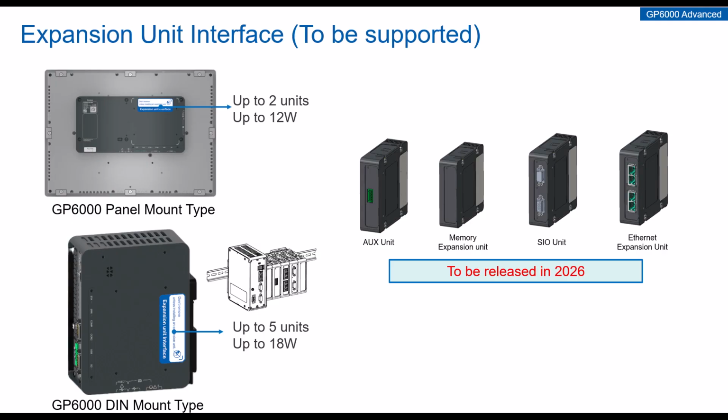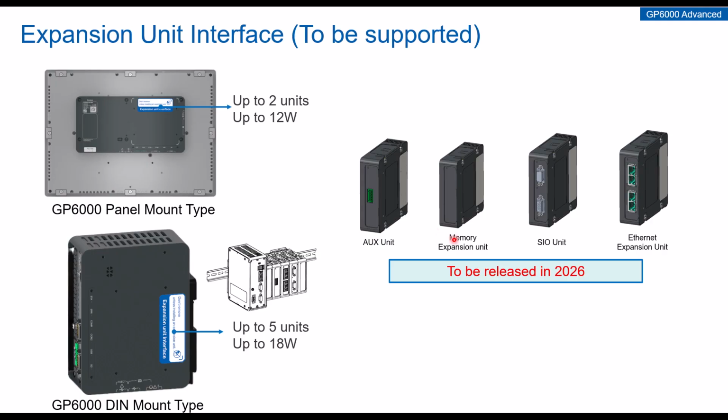Okay, here are the expansion units that we also discussed. What this is showing you here is that for the GP6000, for the panel mount type, we can stack up to 2 of these units, and on the DIN rail type, we can stack up to 5. And then here are the units that we will have. This is an auxiliary unit, to maintain compatibility with the SP5000, so this is compatible with the auxiliary connector that existed there.